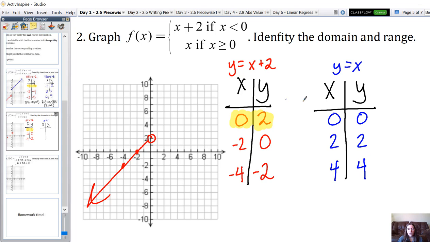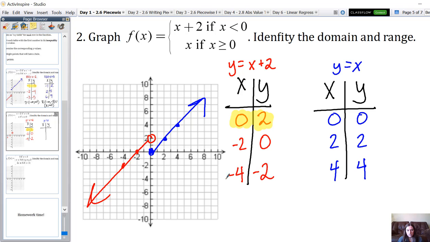And now we can plot. This time, it's greater than or equal to, so there's not going to be a hole. So we're at 0, 0. Then we got 2, 2, 4, 4. There's that line. Now we need our domain and range.